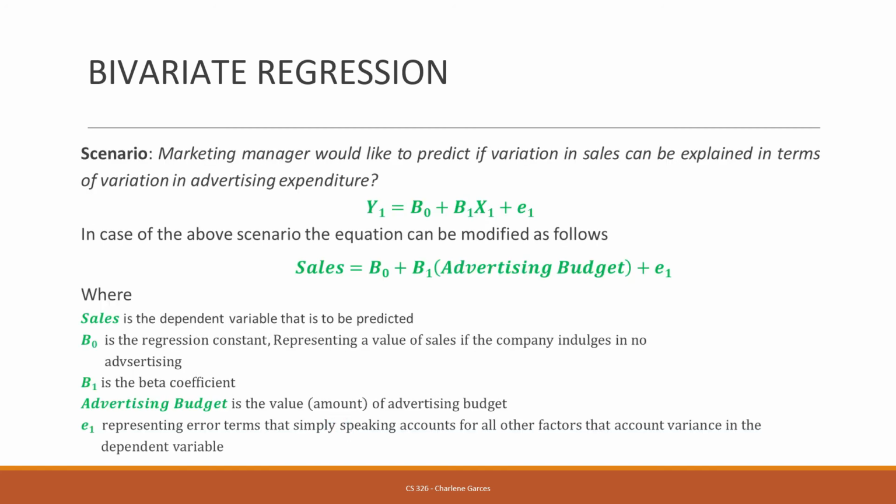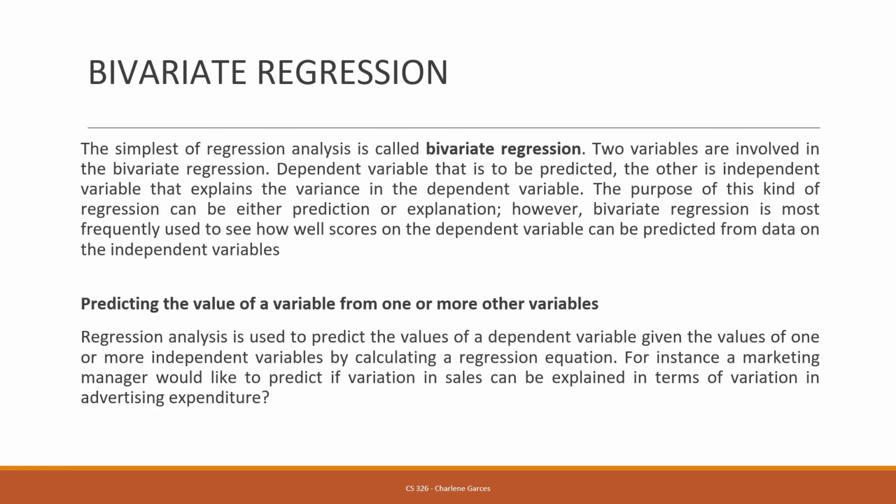Now, predicting the value of a variable from one or more other variables. So it could be multi-regression or multivariate regression. A regression analysis is used to predict the value of a dependent variable given the values of one or more independent variables by calculating the regression equation. So I computed earlier when it comes to variance, we have the mean, the squared deviation, and then we also have the sum of squares, and so on and so forth.